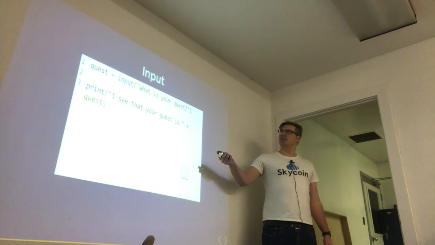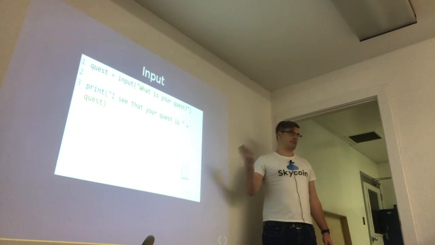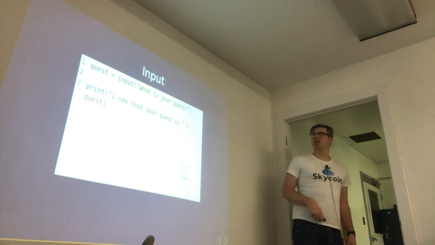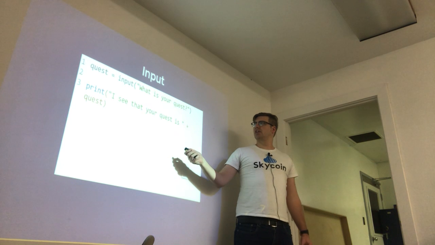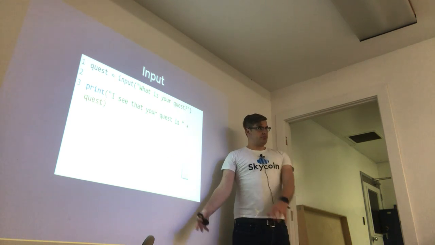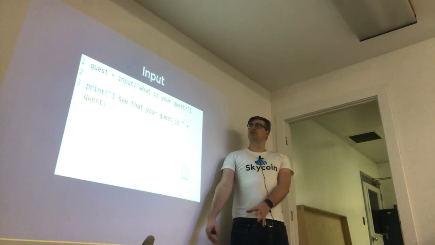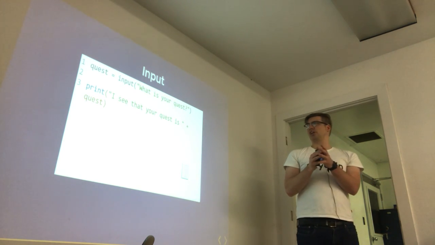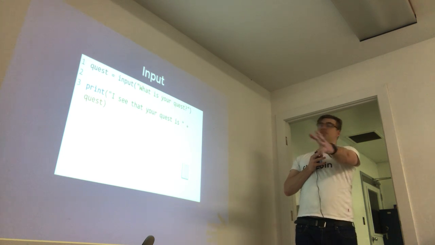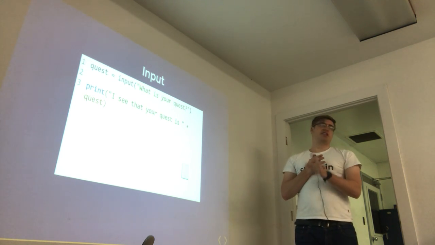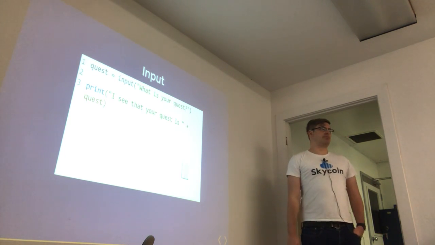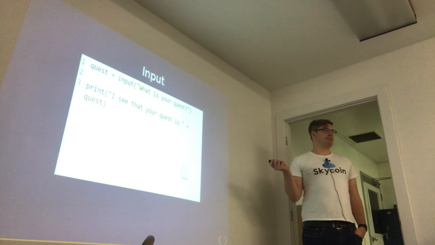And then this line says, I see that your quest is, and then you do plus quest, which is a variable. It's a bucket. So right here we're saying, computer, I want you to take that variable that you just stored as quest, pull it out of that bucket, and display it on the screen. But before you do that, I want you to display on the screen, I see that your quest is. Okay, and try running this when you have it up and see what happens.